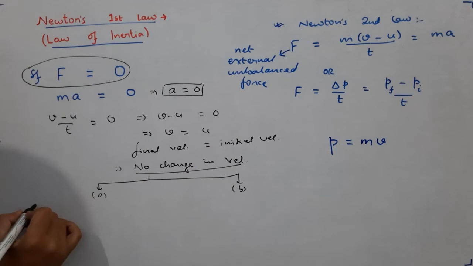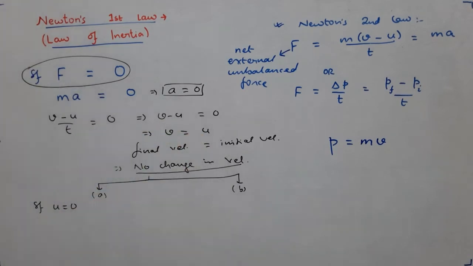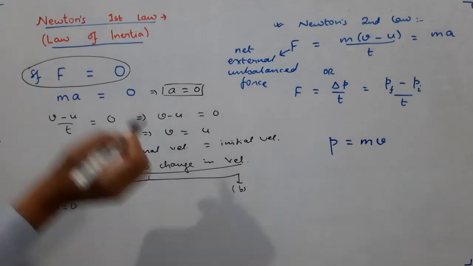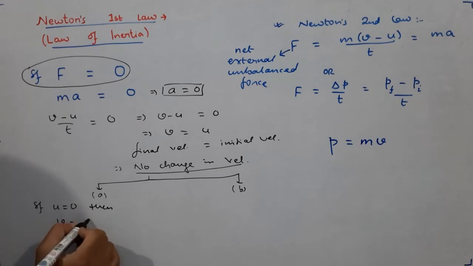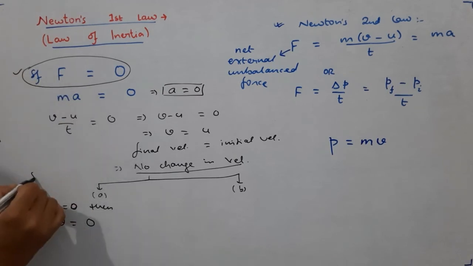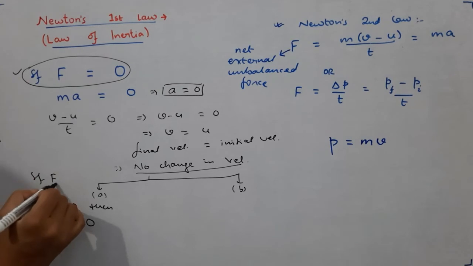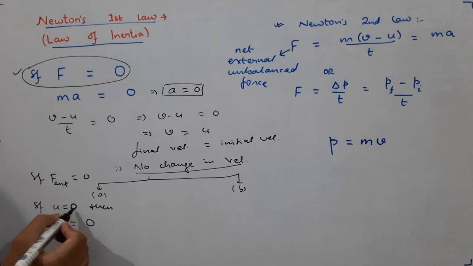If initially u, the initial velocity, is equal to 0, then what will be v, students? We have discussed v is equal to u, so the final velocity v is also equal to 0, and the condition is given that external force is 0. So if F external is equal to 0 and initially the velocity was 0, then the final velocity will also be 0.